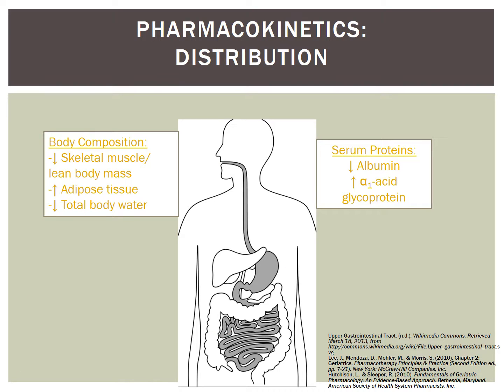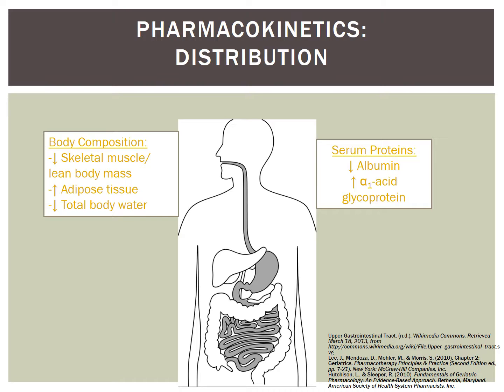From a distribution perspective, we have a decrease in skeletal muscle or lean body mass, as well as a decrease in total body water. These can cause an increase in volume of distribution for water-soluble drugs such as digoxin, theophylline, and lithium. We also can have an increase in adipose tissue or total body fat. Because of this, we can have a prolonged duration of action for lipid-soluble medications such as diazepam.